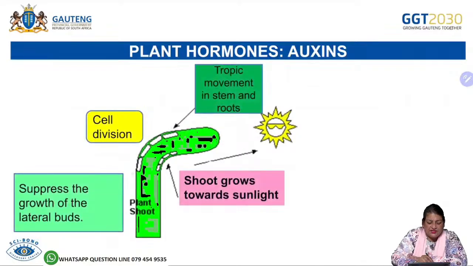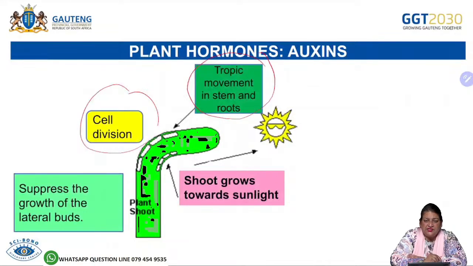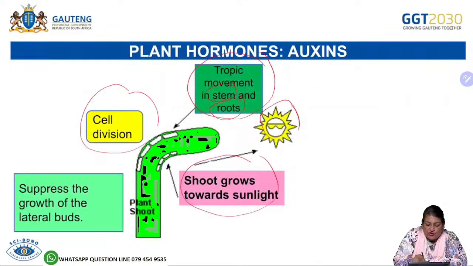Now here you can see in a shoot, auxins will actually cause cell division. They also cause the movement towards a stimulus, right? They can cause a movement of the stem, they can cause a movement of the root, that is auxins. They can cause it to move towards light, right? You can see the shoots are growing towards light.